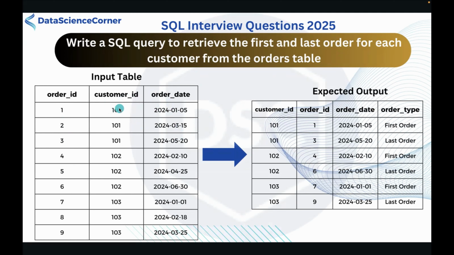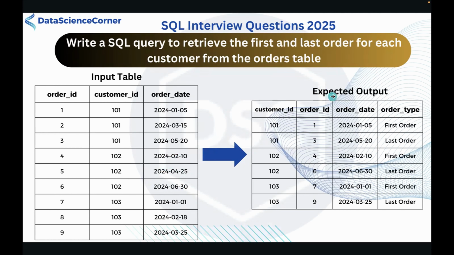Like for customer ID 101, we have an order date of 5th January, then 15th March, then 20th May. Same for customer ID 102, we have an order date 10th Feb, then again 25th April, then 30th June. Like that, we have been given an input table.